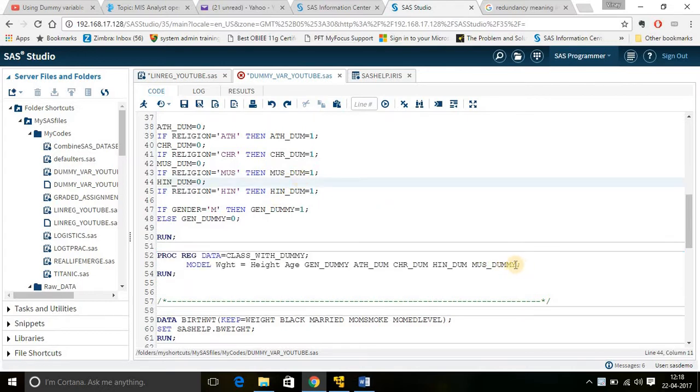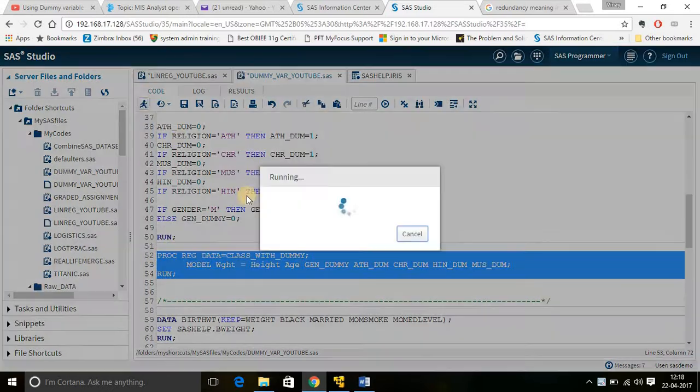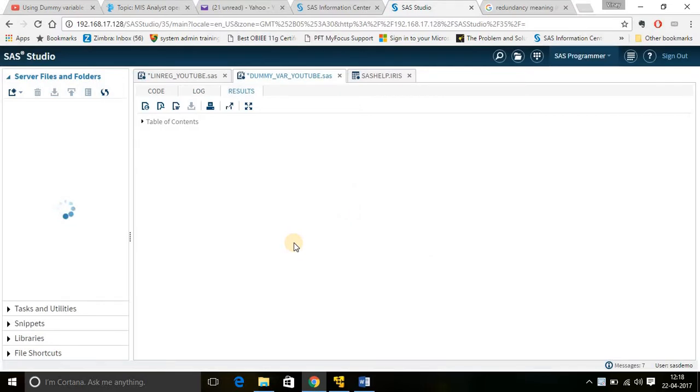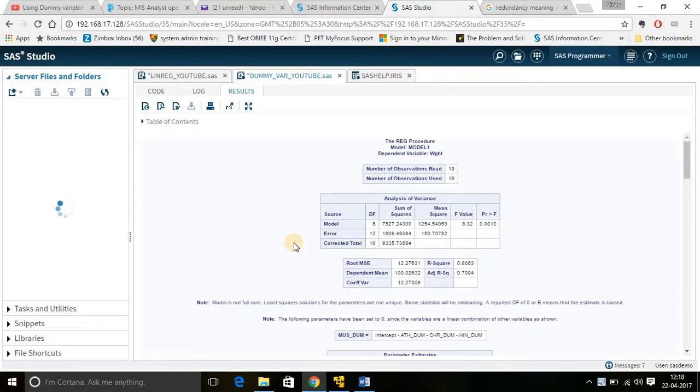I'm sorry, we kept it the wrong way. So now it will work. It will give us the result, but it will also tell us that there are some kind of collinearity issues and the model is not that well definable for whatever problems we are trying to deal with. So it is almost done. Let's take a look at the results.